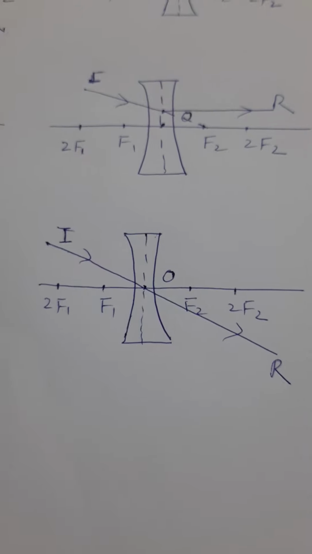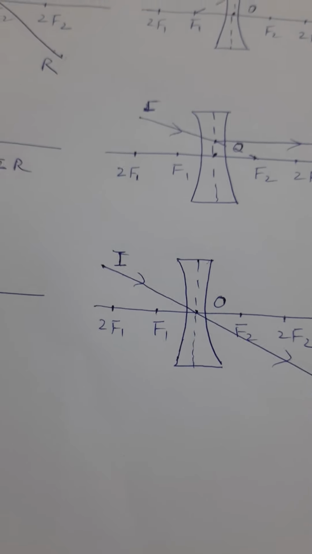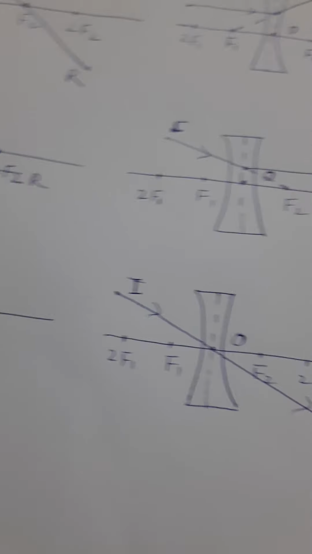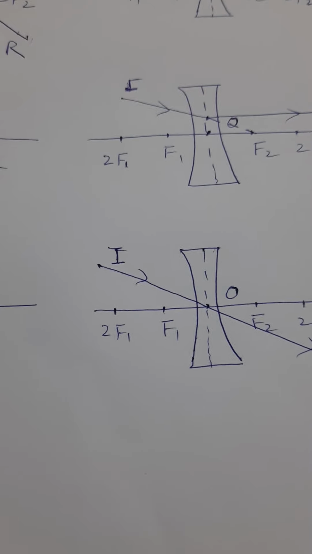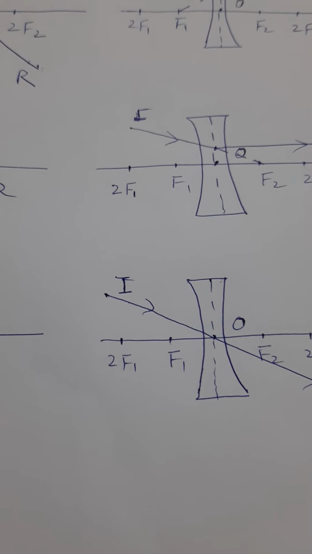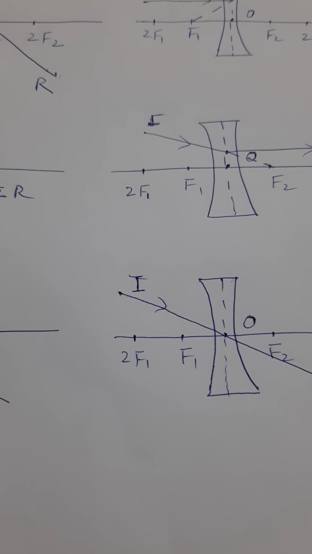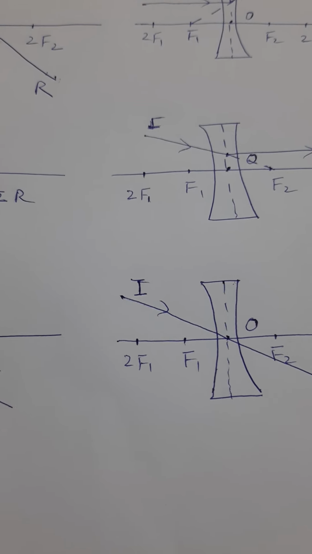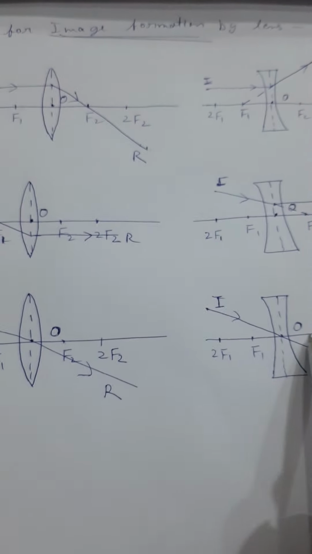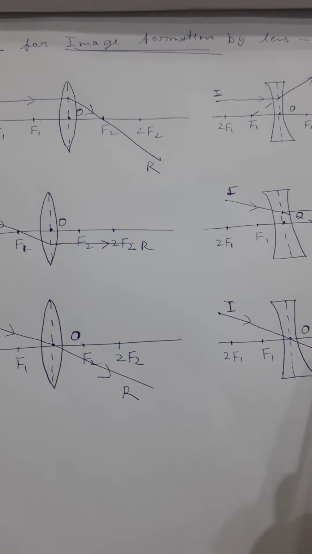Okay. So today you revise these things. Tomorrow in the next class we will discuss how we can draw ray diagrams for convex as well as concave lenses. Only that much is left. Now if you are able to draw all these diagrams, then you will be able to draw that one.